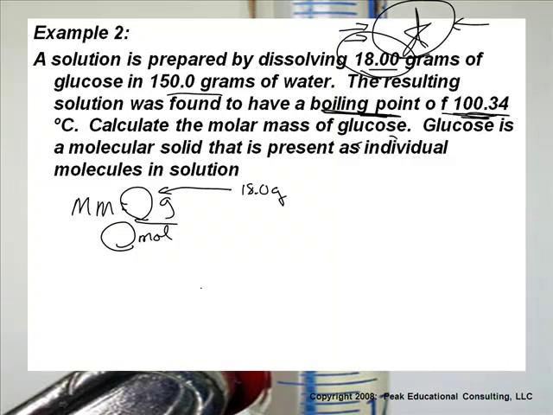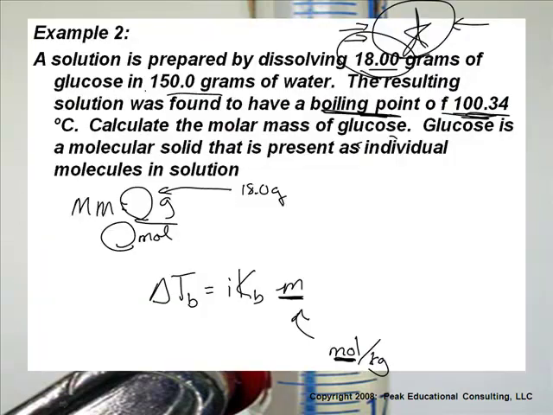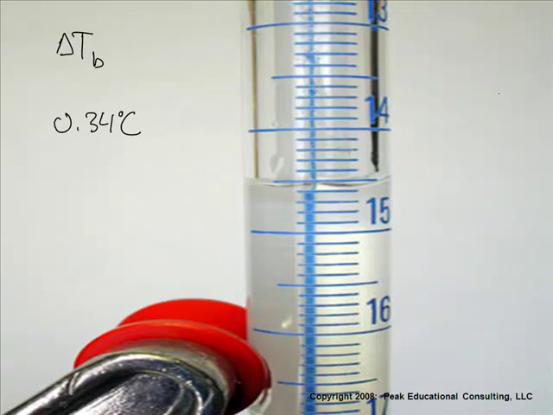Okay. So we're going to use this equation, delta TB equals I KB times m. Because if you think about m, m has moles in it. It's moles per kilogram. If I could somehow get the moles out of this equation, I'd be a happy camper. And I think we probably can. Let's put some numbers in. Delta TB is 0.34 degrees Celsius. Everybody understand where I got that? It's 100.34, so the change, the boiling point's a little higher. And I know that I have an I. Now, it is glucose, a molecular compound, covalent compound, so that I value is 1.